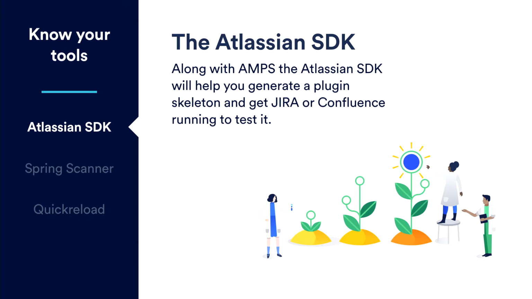AMPs, or the Atlassian Maven plugin suite, is built into the Plugin SDK. It defines Maven archetypes and goals specifically for creating Atlassian product plugins. I'll quickly mention a few of the really useful commands now, and later I'll use them in the demo as well to give you an idea of how they work.